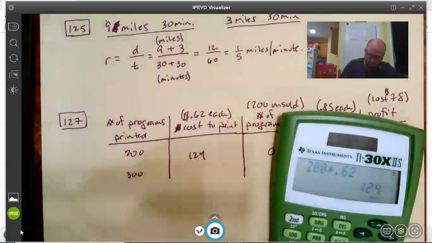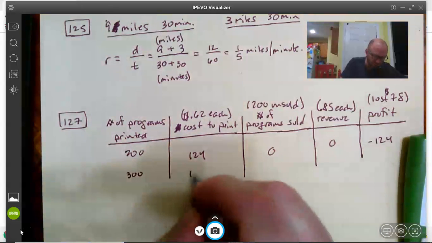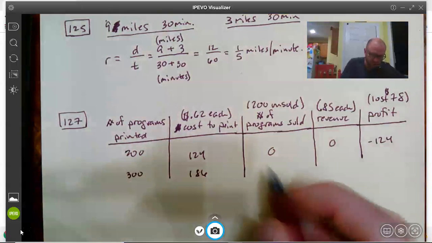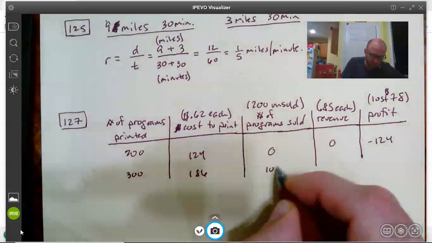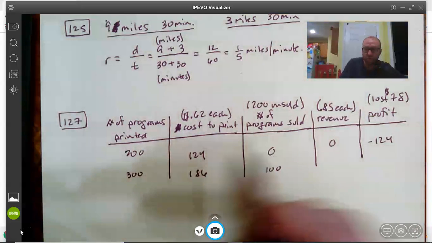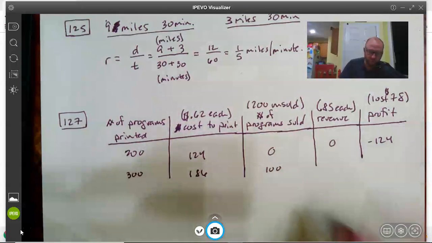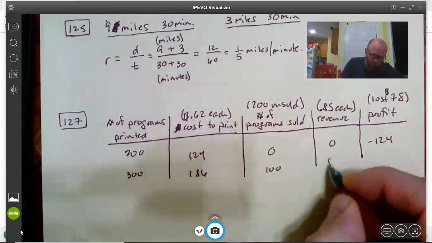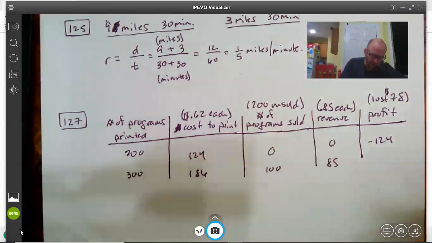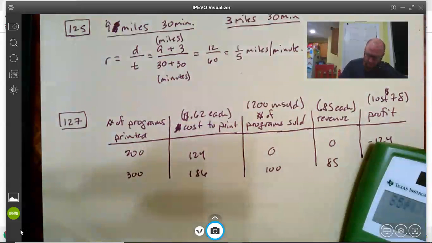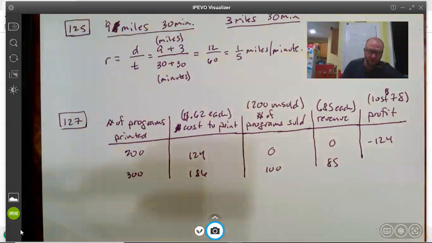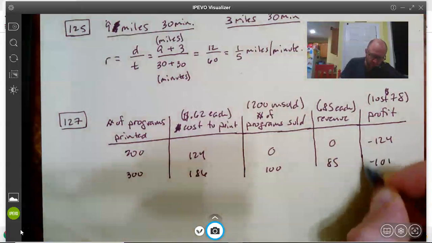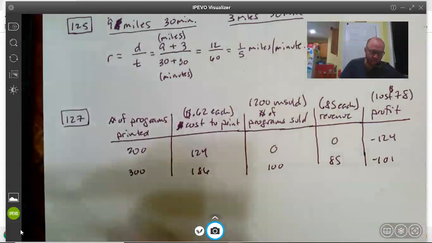300 times 0.62 would give us $186. So he sold 100 programs then. If there were 200 unsold out of 300, he must have sold 100. And that would mean he brought in 85 cents times 100, so 85 minus 186. 85 minus 186 is he lost $101. He's down $101, but he's only down 78, so let's bump it up again.